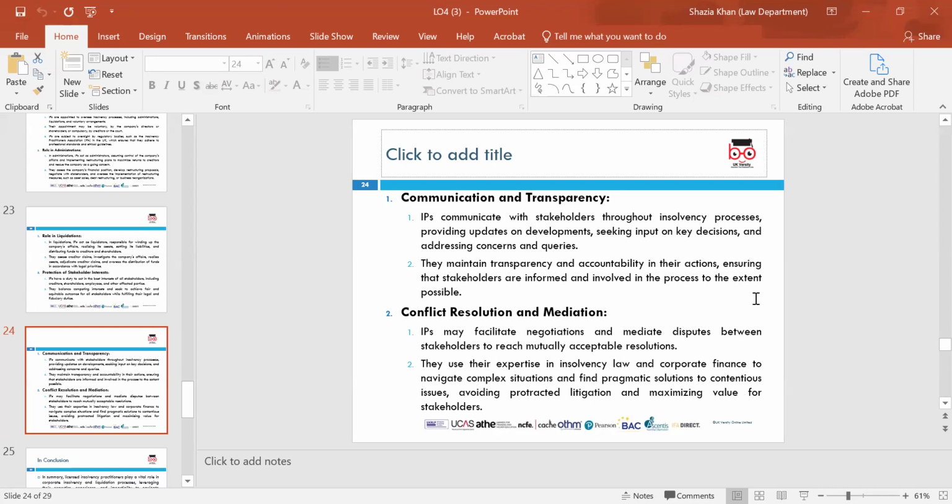Conflict resolution and mediation. IPs may facilitate negotiations and mediate disputes between stakeholders to reach mutually acceptable resolutions. They use their expertise in insolvency law and corporate finance to navigate complex situations and find pragmatic solutions to contentious issues, avoiding protracted litigation and maximizing value for stakeholders.